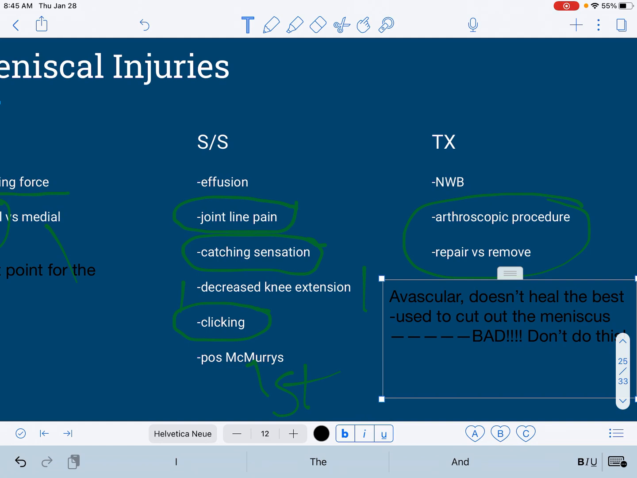So we don't do that. Repair is the way to go. That way they stitch it up, they clean it up, and then you're not weight bearing for a period of time, but at least it'll heal, and at least you still have your meniscus.